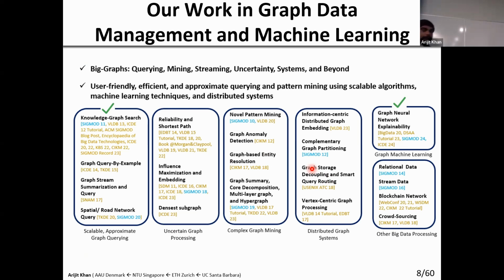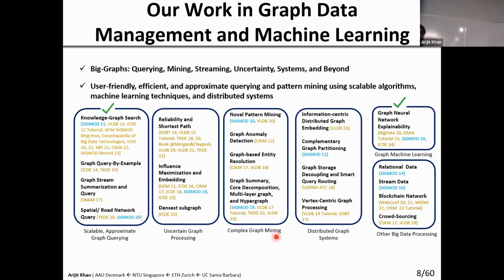So we work on different aspects of graph data management, such as graph querying or knowledge graph querying, then querying uncertain graphs, because as I have said, oftentimes you have uncertainty with the edges because of communication failure. So we also need to do processing of uncertain graphs, such as reachability, shortest path, community detection, etc., over those uncertain graphs.